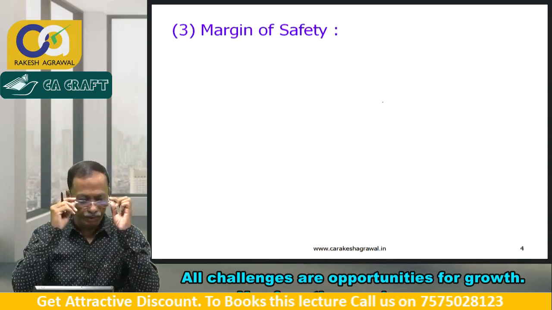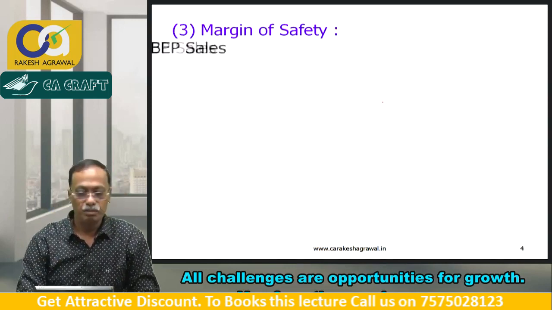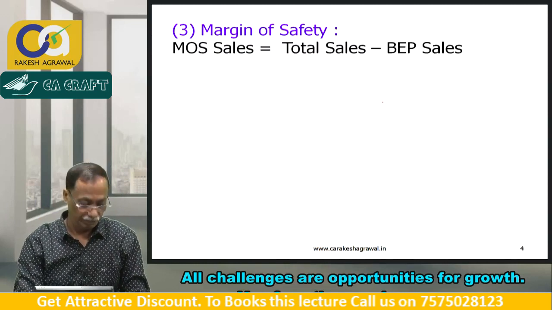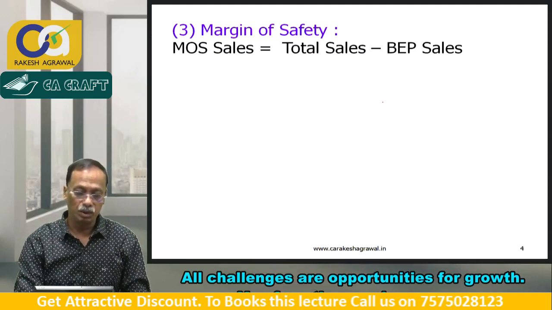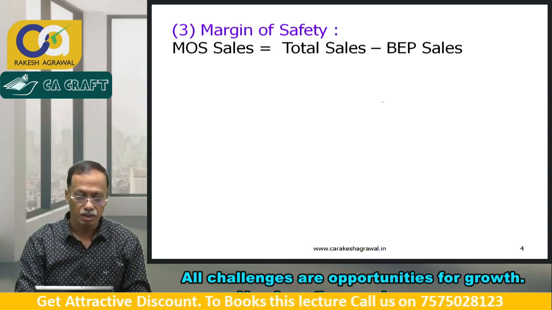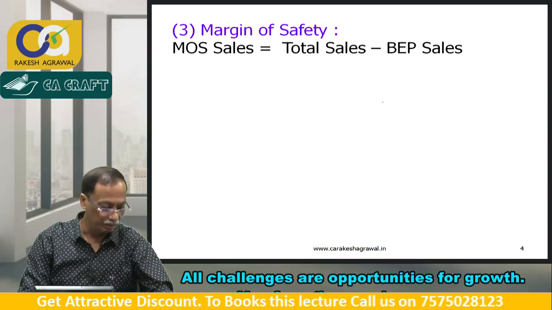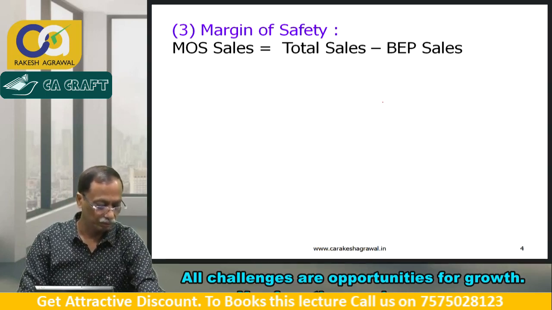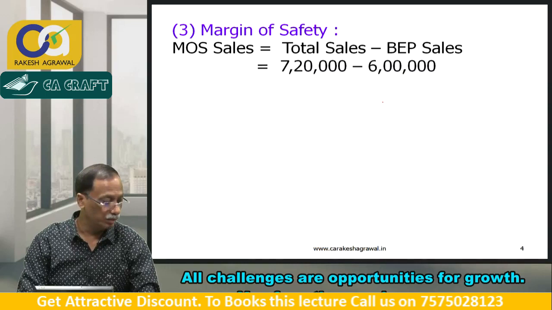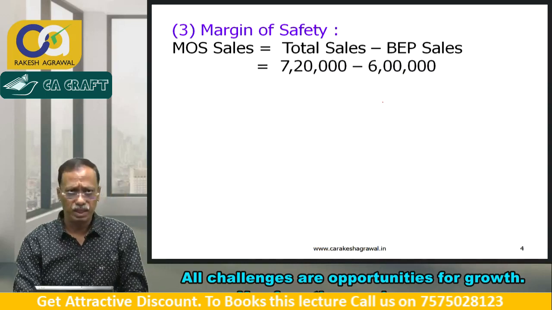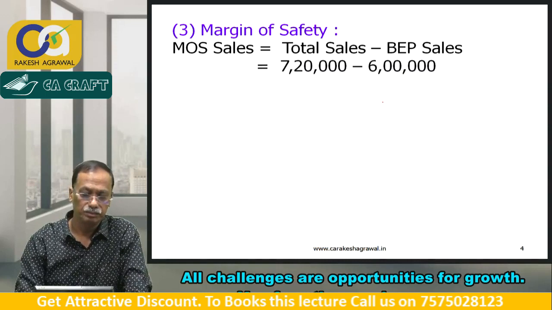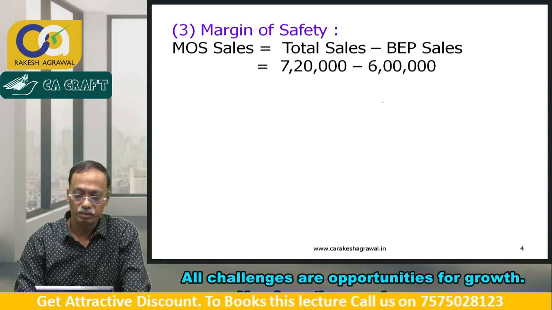So number 3, margin of safety. MOS sales is equal to total sales minus BEP sales. Total sales we already knew, that is 7,20,000 minus 6 lakh. So it is 1,20,000 rupees. 1,20,000 is your margin of safety sales.